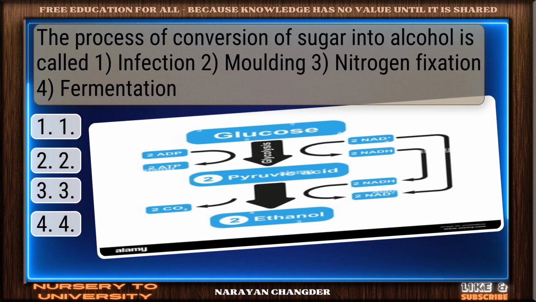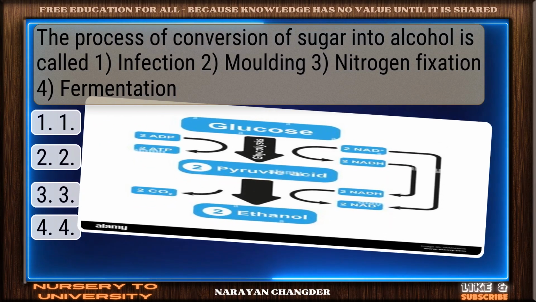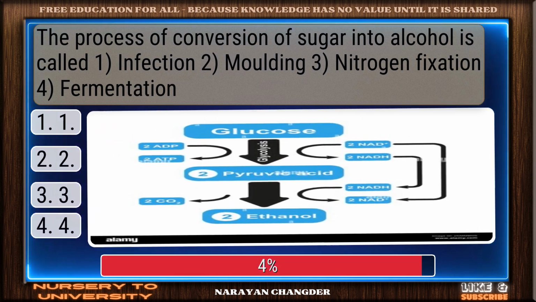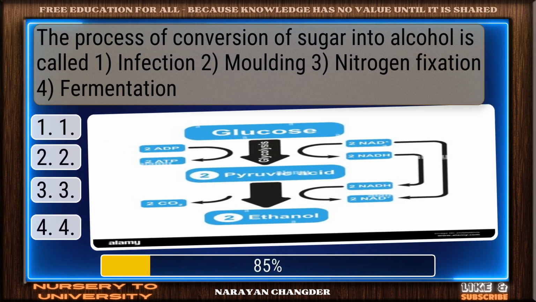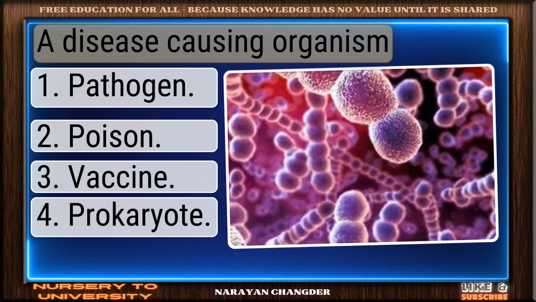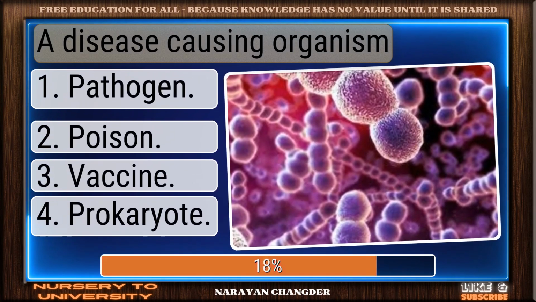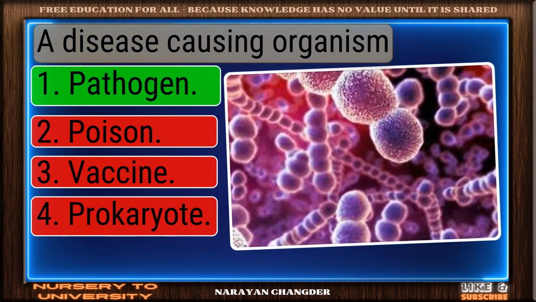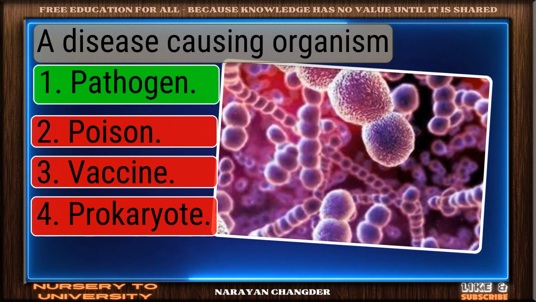The process of conversion of sugar into alcohol is called 1. infection, 2. mildew, 3. nitrogen fixation, 4. fermentation. Excellent choice. 4 is the right answer. A disease-causing organism. Nice work. You chose pathogen and it is correct.